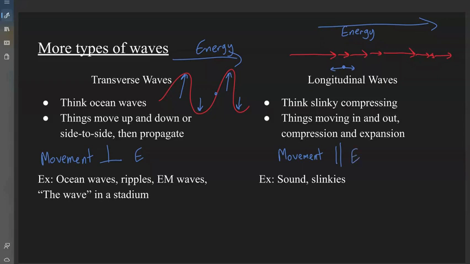So sound is an example of that. Slinkies are an example of that because you can compress the slinky. Whereas transverse waves are like ocean waves, ripples on water. Electromagnetic waves fall into the category of transverse wave as well. You also have like the wave in a stadium, right? Because you stand up, but the wave isn't traveling up and down. The wave is traveling left to right. You are just moving up to down. So you're moving perpendicular to the energy propagation there.